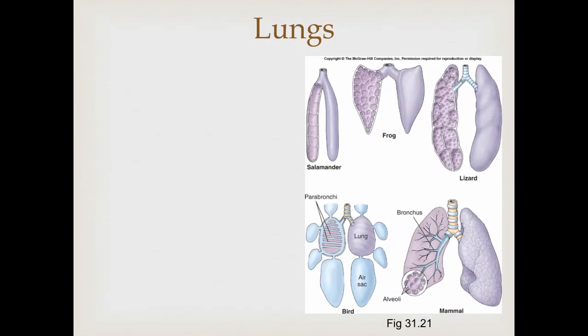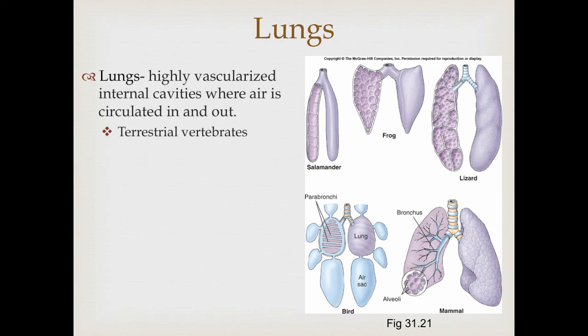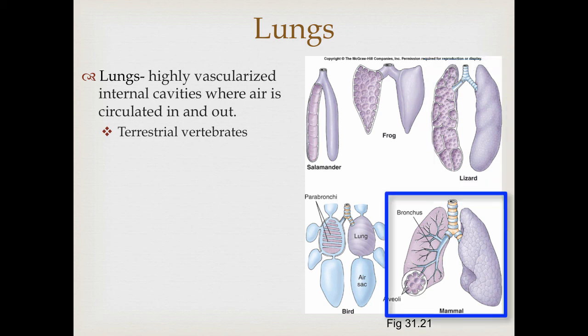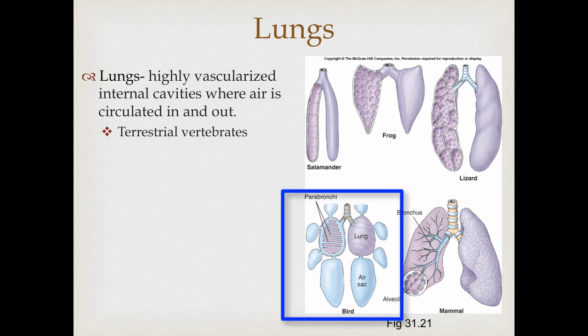But again, the lungs you're most familiar with are seen in vertebrates, highly vascularized internal cavities where air is circulated in and out. But you can see in the evolution of vertebrates, there has been this general pattern to greater and greater complexity, with relatively simple lungs in salamanders and frogs, lizards with more complex lungs with greater surface area for more efficient diffusion of oxygen into the blood supply and diffusion of CO2 from the blood supply into the lungs. Mammals, it's even more compact with more surface area, but by far the most efficient lungs in the animal kingdom are found in birds.